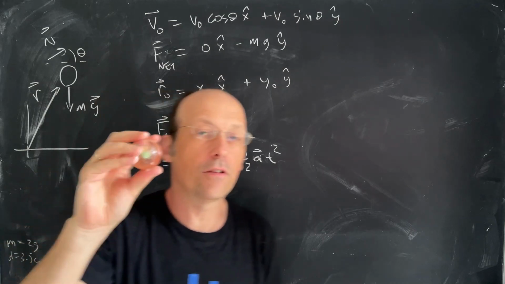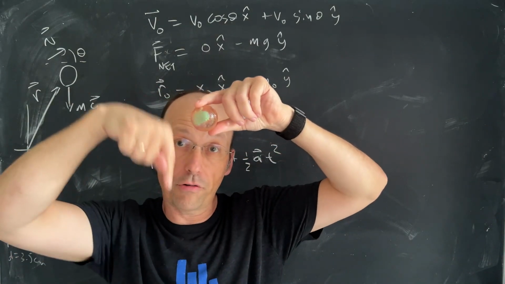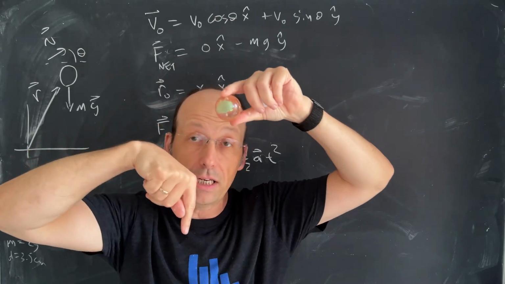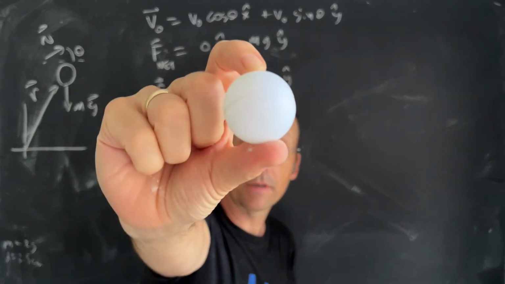So we've done this problem. This is just normal projectile motion. It has a downward acceleration due to gravity of negative g in the y direction. Pretty easy to model.